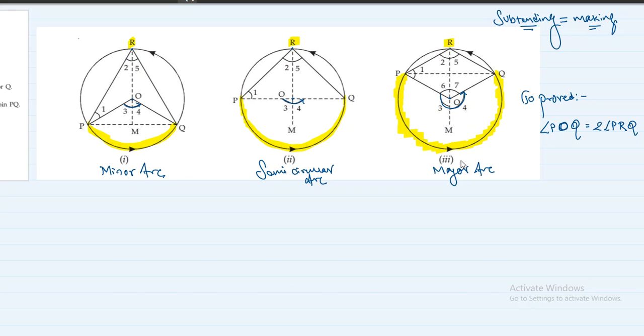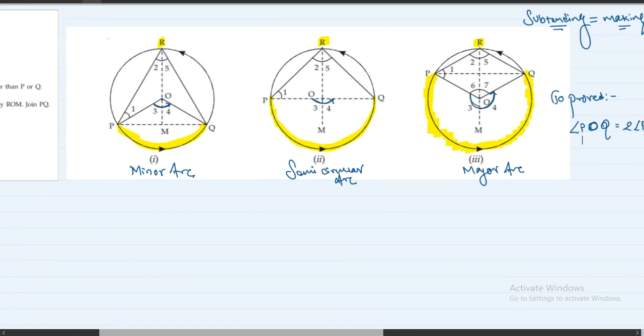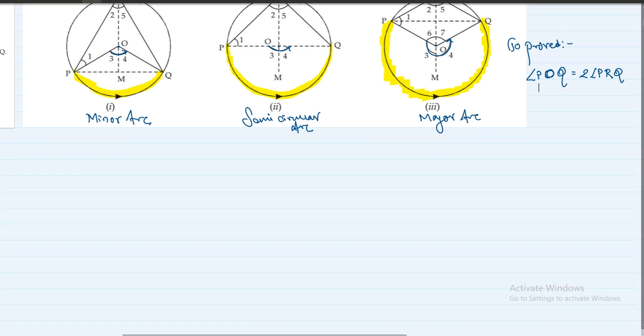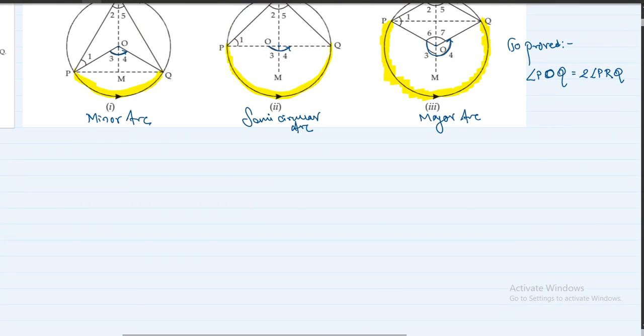So how do we prove this? As I told you, any of the figures is valid for getting our proof done. Let's see how to prove this. Let's first adjust this a bit. Okay, so this is a big part.